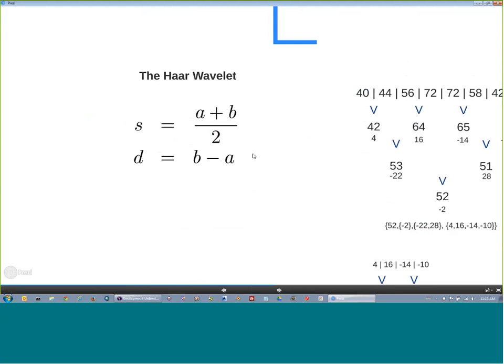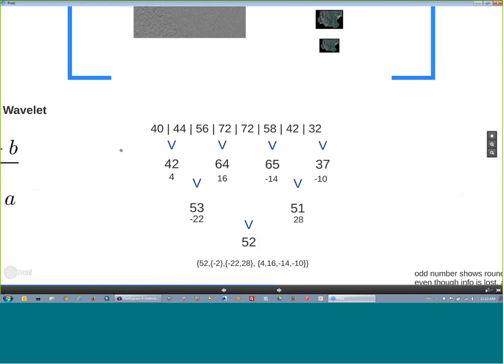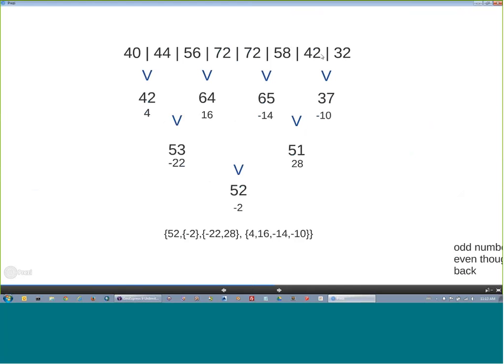Now, the specific wavelet transform that you're going to see here is called the Haar wavelet, which you can take note of and look up later. Essentially, we're taking the average of neighboring pixels, and we're also taking their difference. So I'll show you here. With this 8 pixel line, let's take the neighboring pixels and get their average first. The average of these neighboring pixels is 42, and their difference is 4. We're going to keep doing that for each of these neighboring pixels. We get an average of 64, an average of 65, 37, and their differences.